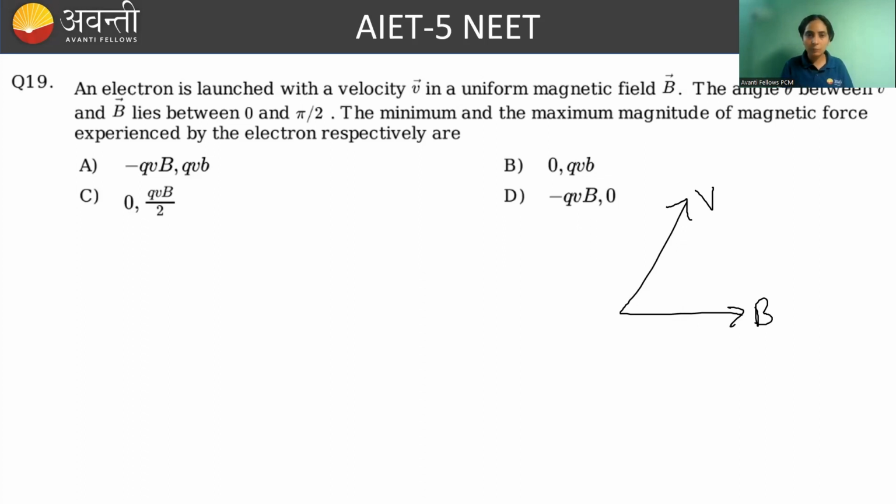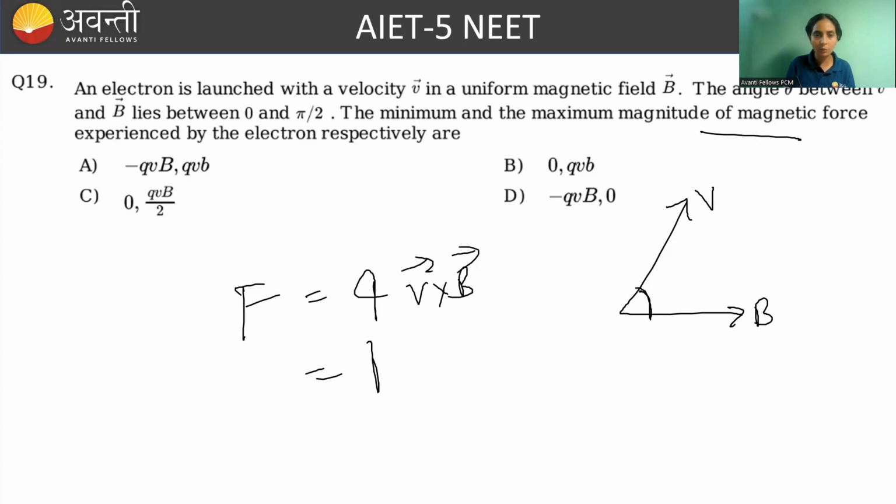θ lies between 0 and π/2. So this angle is acute, somewhat meaning just greater than 0 and just less than π/2. It's exactly not equal to 0, and exactly not π/2, but in between these two. The minimum and maximum magnitude of magnetic force. So the magnetic force formula is how much? qV cross B, and it is equal to qVB sin θ.